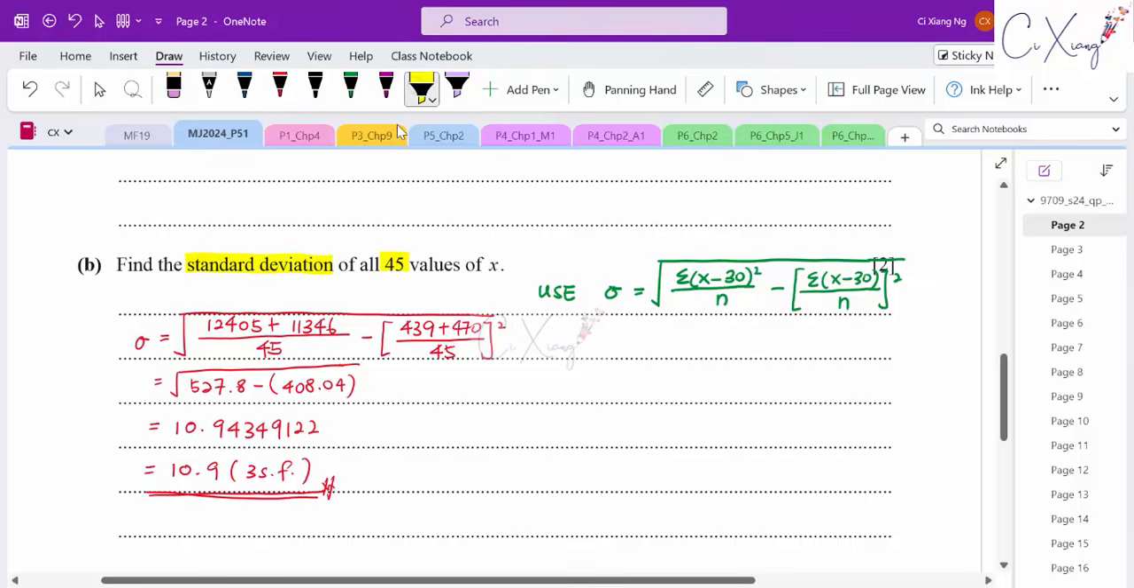So this is how we solve question number 1. When we have two sets of data, to apply the formula, you have to add the summation of (x minus 30) squared for both sets. Same thing happens here. So this is how we solve question number 1.